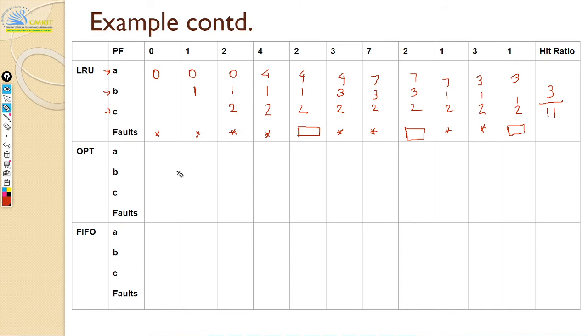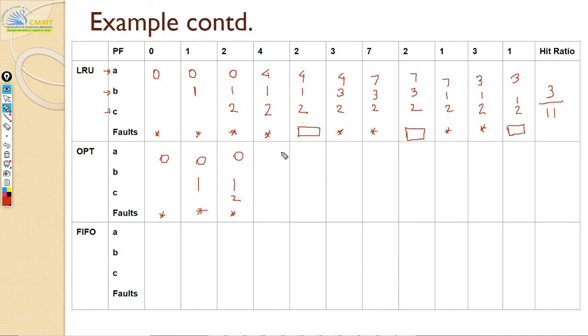So now, in a similar fashion, you should also do this, right? OPT is the opposite of LRU. So here you will look into the future. I'll just work out one example. So it will be a fault, 0, 1. It will be a fault, 0, 1, 2. It will be a fault. So far, it's the same.